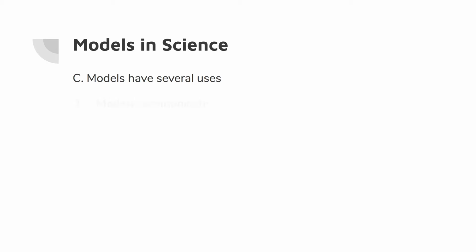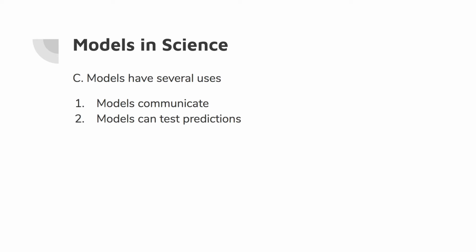Models communicate. Some models are used to communicate observations and ideas to other people. Often it is easier to communicate ideas that you have by making a model instead of writing your idea in words. This way others can visualize them. I don't know about you, but I'm a visual learner. I like to see things that are in front of me, and one way in which I can understand things, especially in science, is by seeing a model of what it is that I'm learning about.